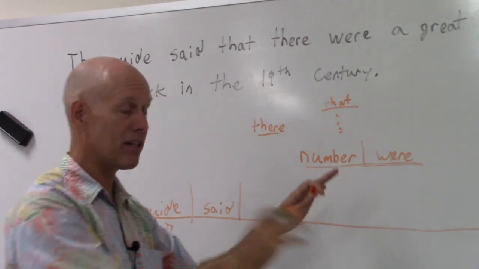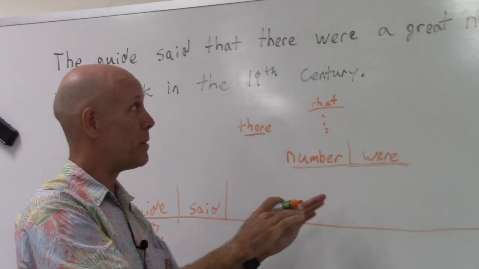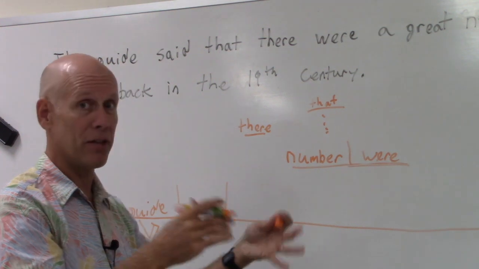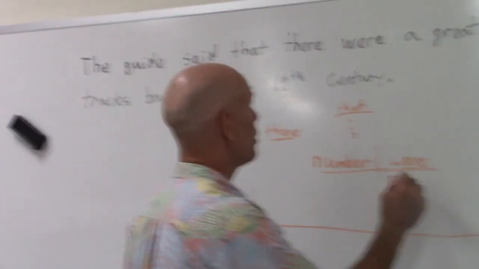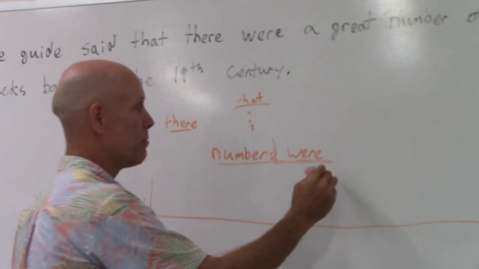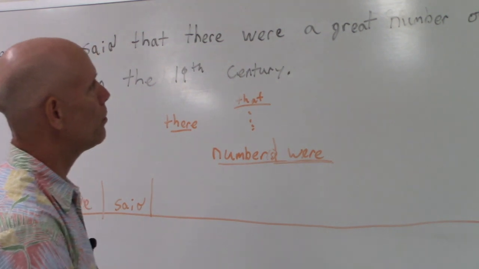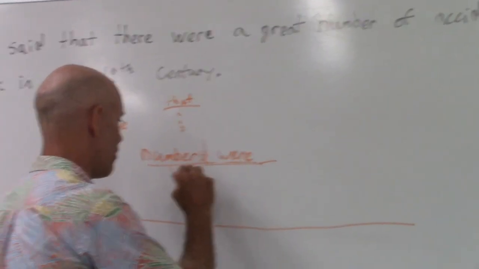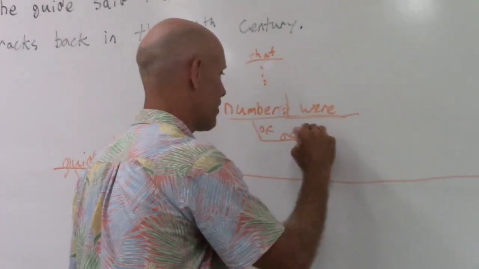This there is not giving us adverbial information. It's not telling us where the numbers were. It's just saying that they existed. Remember, that's how the there transformation from chapter 5 works. So the number, I'll just put a parenthetical S there. Okay, the numbers were, great number, the number, what kind of number? The number of accidents.